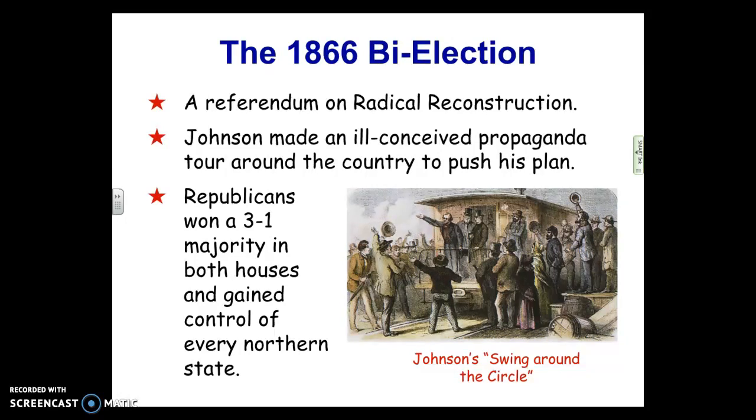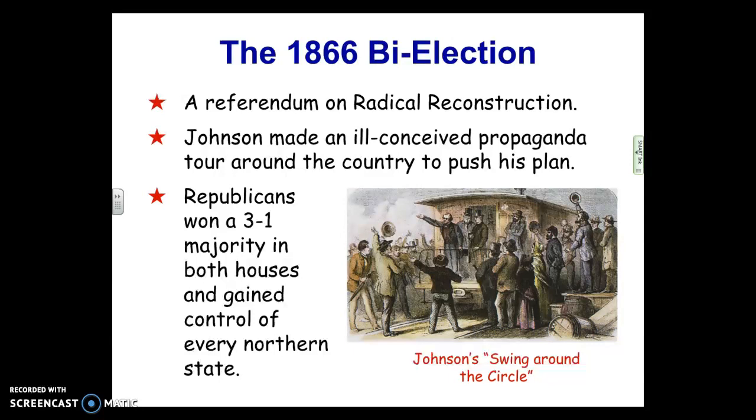Well, Johnson, who had his own plan and was fighting with Congress left and right here, had an idea, right? He was going to do this big propaganda tour around the country. He hopped on a train, and you can see a painting of one of the whistle stop train stops he made here, and went all around the North talking about how bad the radical Republican plan is, how good his plan is. Did a big swing around the circle, and it was not really well received.